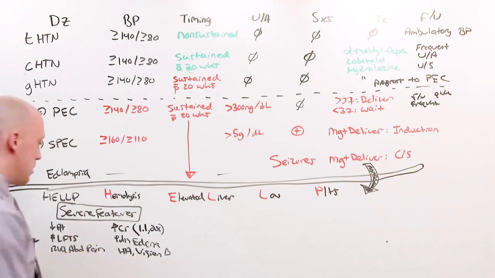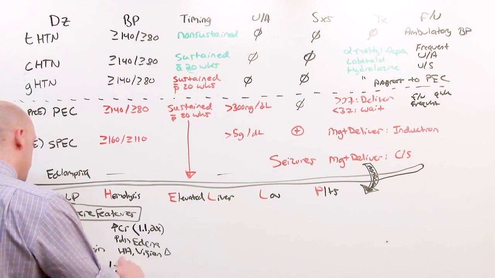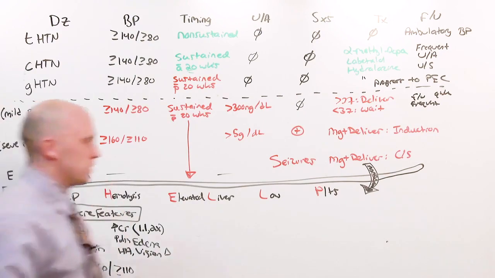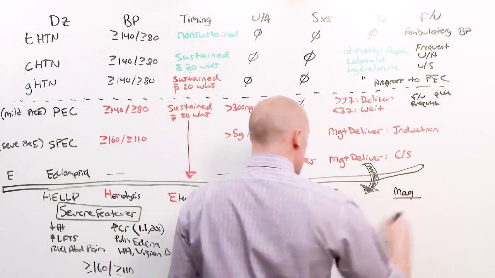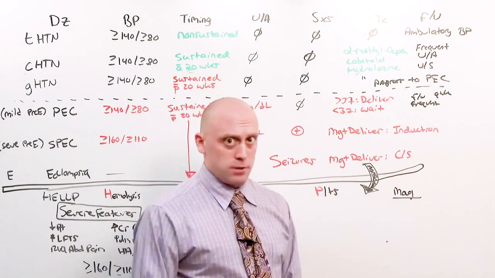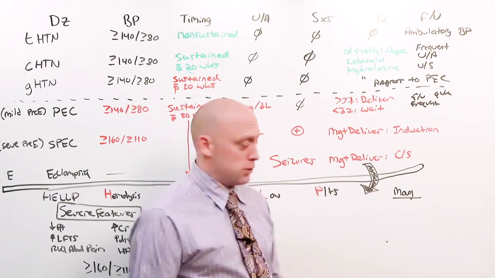And all of this has to do with blood pressure, so a severe feature, in fact, is a blood pressure of 160 over 110. We said mag and deliver, right? So what is mag? What does that mean? Magnesium is used to prevent seizures. Turns off everything. And you will be doing mag checks, likely, on your obstetrics rotation.